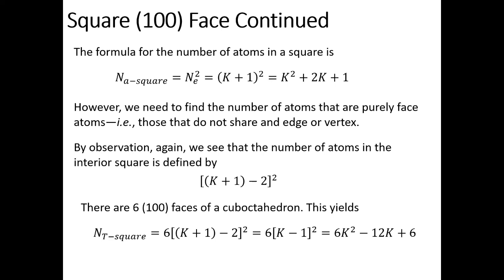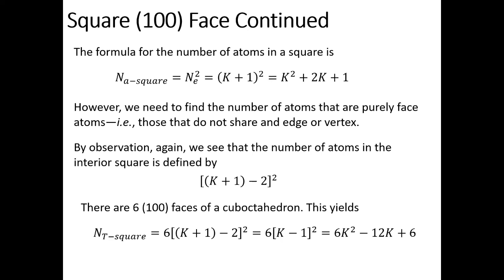We're always subtracting the 2 edge atoms. K plus 1 minus 2. Does that make sense? Each edge. Anyway, okay, so there are 6 100 faces of a cube octahedron. And this yields 6k squared minus 12k plus 6.